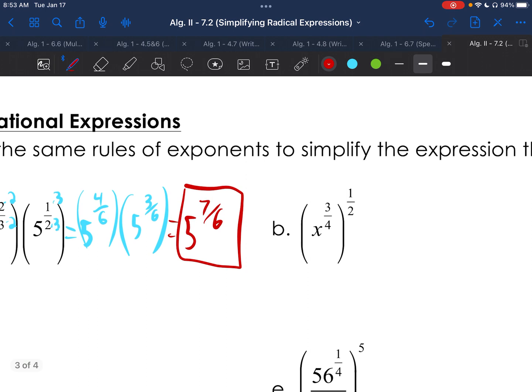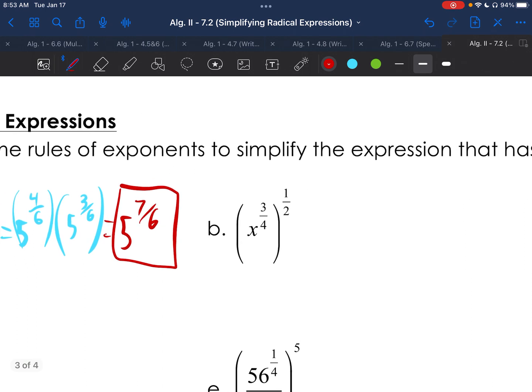On letter B, we are multiplying these two exponents. So 3/4 times 1 over 2, since this is an exponent to an exponent. We multiply top to the top, bottom to the bottom. So 3 times 1 is 3, 4 times 2 is 8. So x to the 3/8.